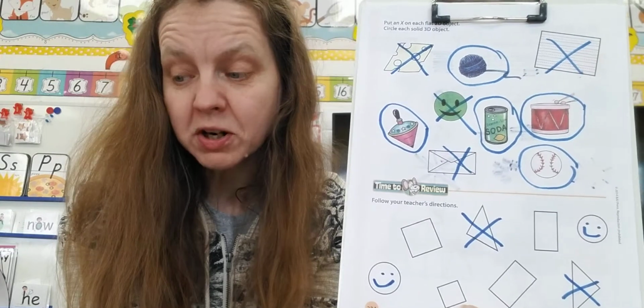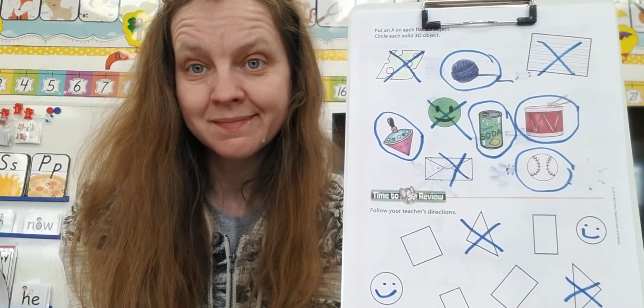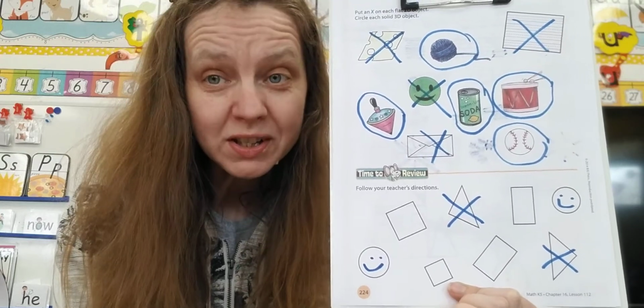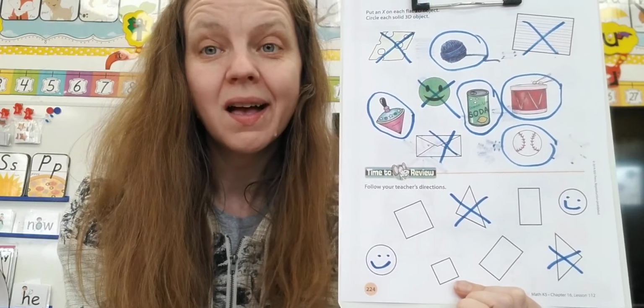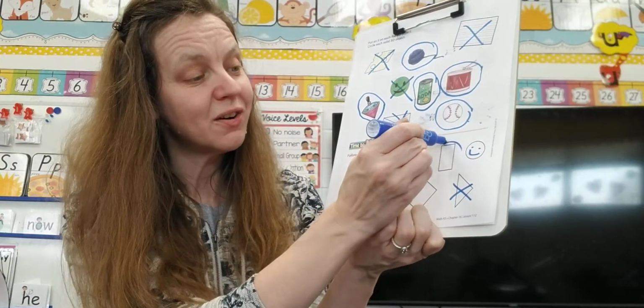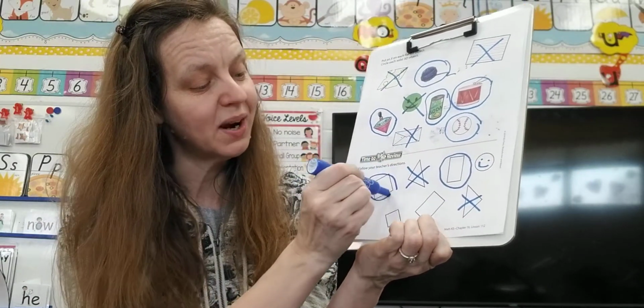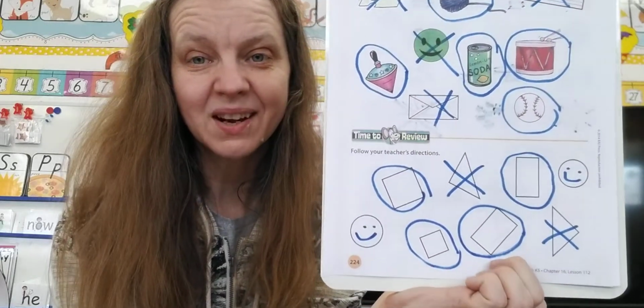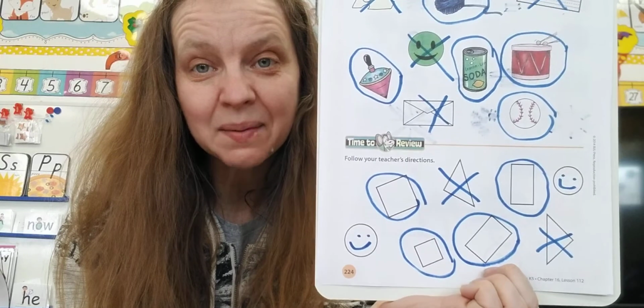What shape has 4 sides and 4 corners? Ooh, this could be 2 of them. A rectangle or a square has 4 sides and 4 corners. So go ahead and circle the rectangles and the squares. There you go. Check your work and make sure it looks like mine.